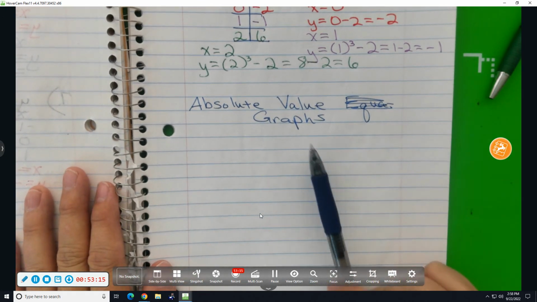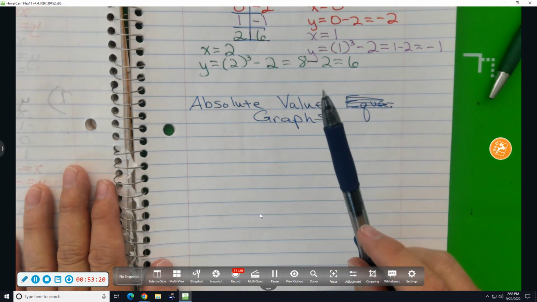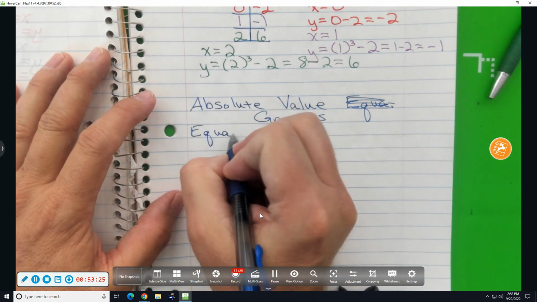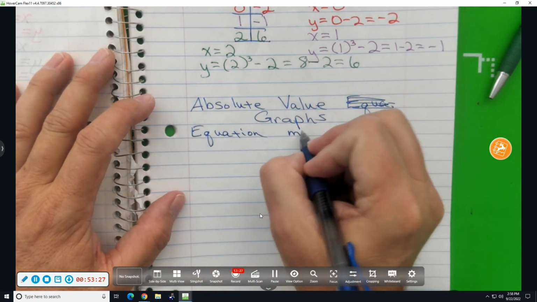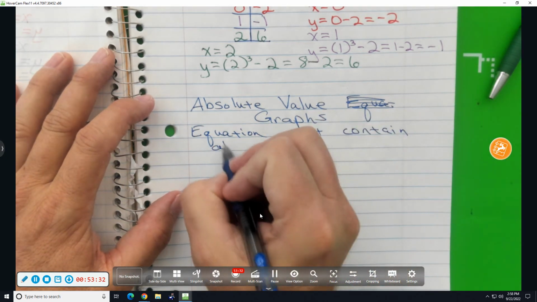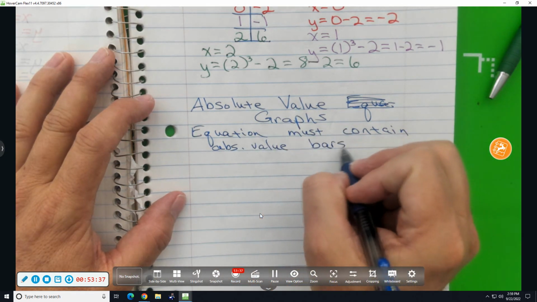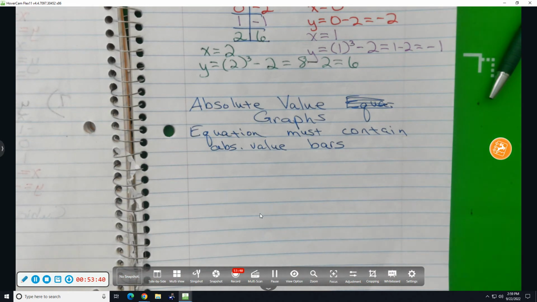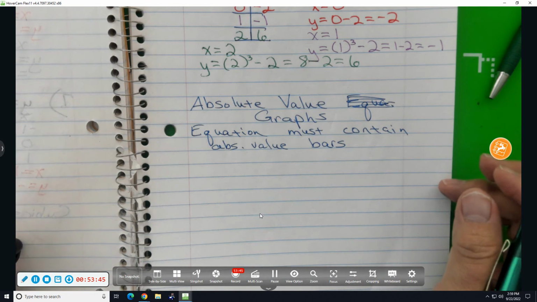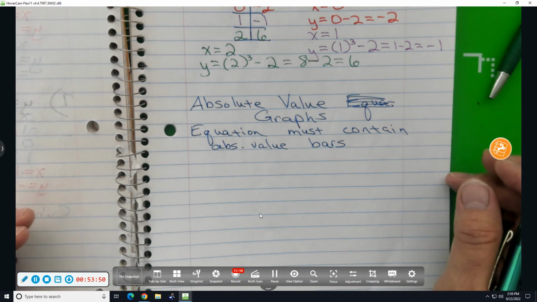The equation has to contain absolute value bars. Now, with an absolute value graph, I'll say the equation must contain absolute value bars, and absolute value graphs, the kind that we're going to be looking at.